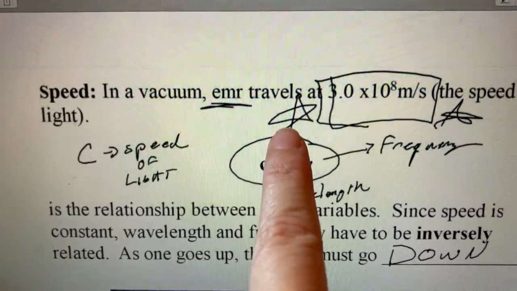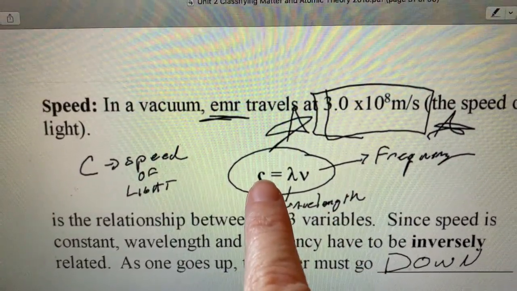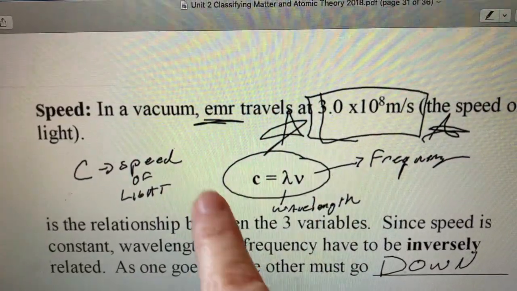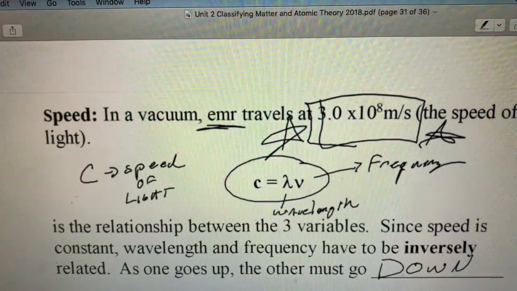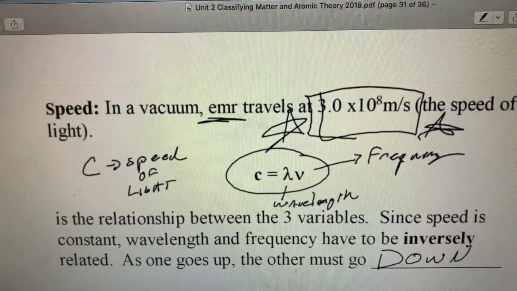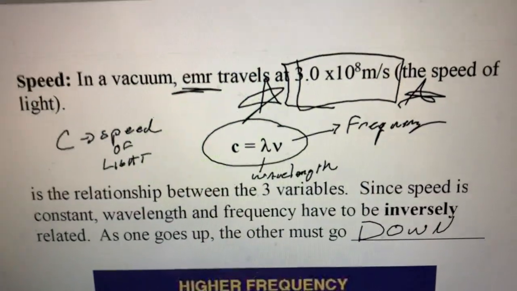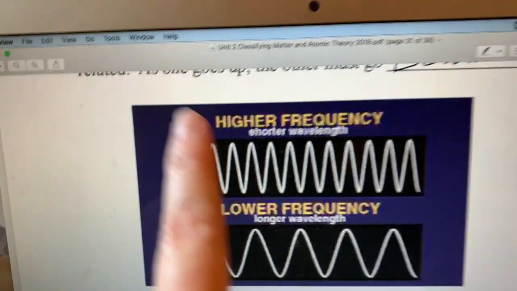As their wavelength increases, their frequency will go down because the speed of light never changes. So this right here gets the big star as far as the equation we're going to be starting with today. c is equal to lambda nu. Speed of light is equal to wavelength times frequency.